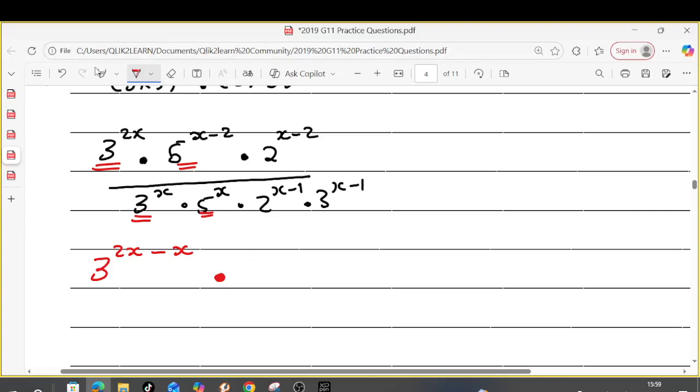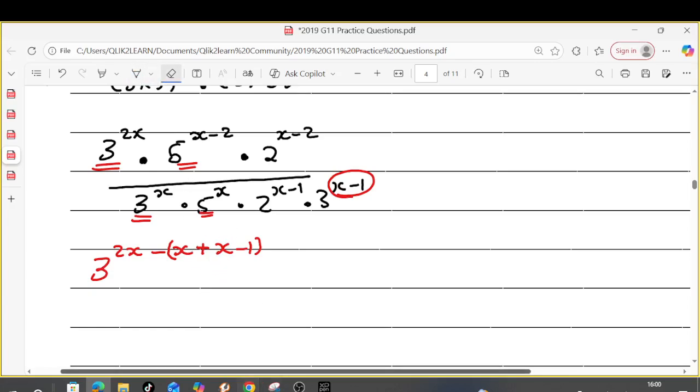Oh, we forgot, there's another one. Can you see? There's this one here. So this will make things more complicated. What I'm going to do, I'm going to say this is minus inside the bracket. That x, I need to add it with the x minus 1 because the bases are the same on the bottom. I need to subtract the exponents.